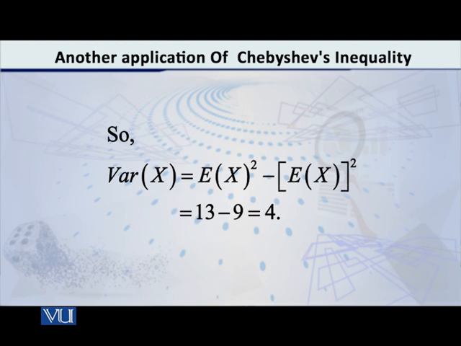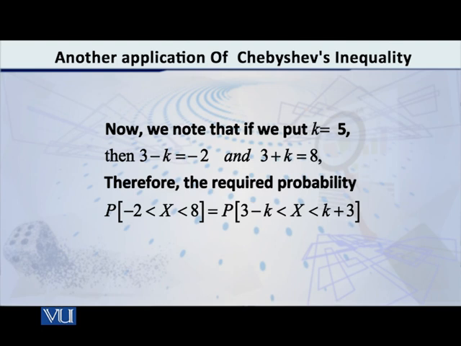Variance ab hamare paas aa gaya hai. To wo hum Chebyshev inequality apply kar sakenge. Lekin abhi thoda sa tricky part rehta hai ki wo hume kaise pata chalega ki m kya hai. Pehle chaliye zara trial and error se isko try kar lete hain. Suppose that we put m equal to 5. Agar hum m ko 5 rakhein, to mu minus m, that will be 3 minus 5, and that will be equal to minus 2. Isi tarah mu plus m, that will be 3 plus 5, and that will be equal to 8.